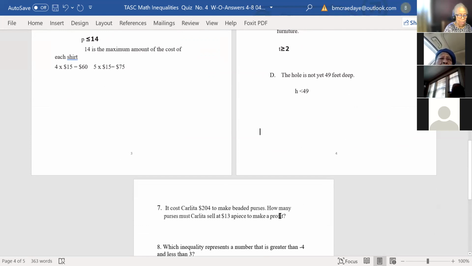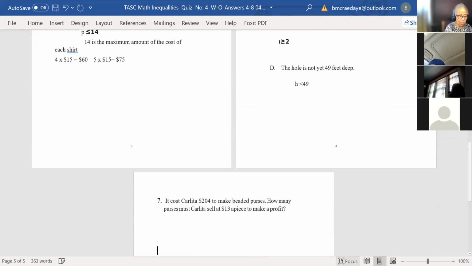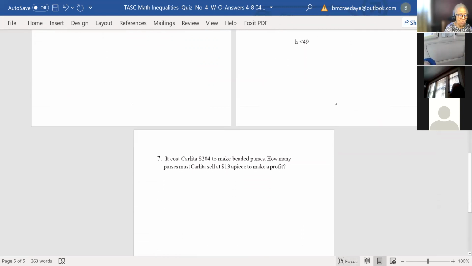It costs Carlita $204 to make beaded purses. How many purses must she sell at $13 a piece to make a profit? Okay. What is the inequality symbol, Vanessa?